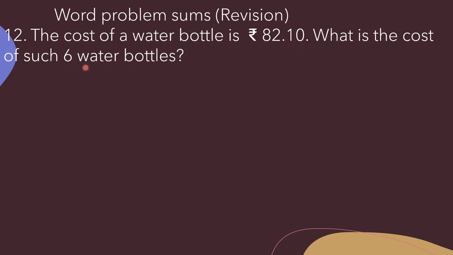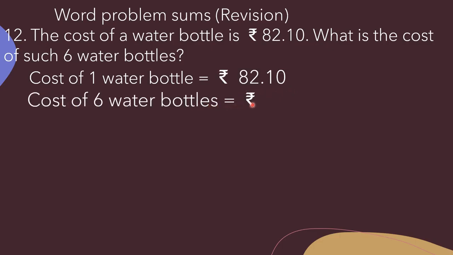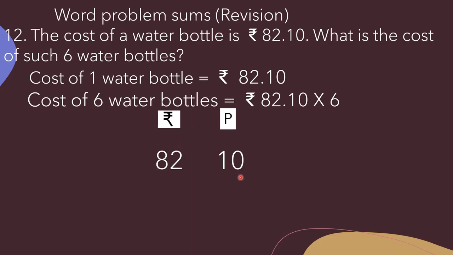So first of all we will write its statement. Cost of one water bottle is equal to rupees 82.10 and the cost of 6 water bottles is equal to rupees 82.10 multiplied by 6. So first of all we will arrange it in columns. We will write rupees and paise. 82 rupees 10 paise and multiplied by 6. So here we will start from our right hand side.